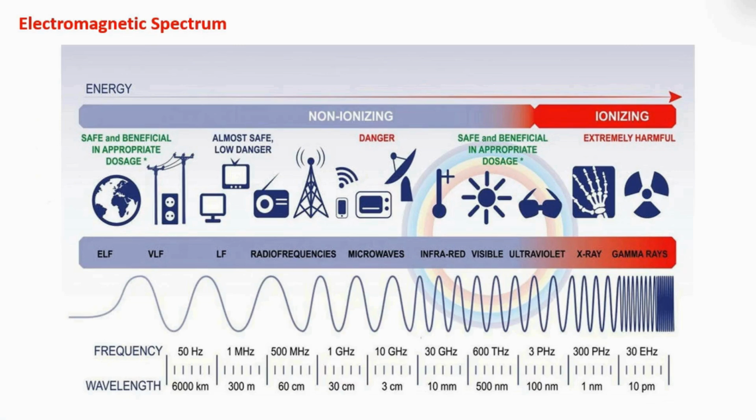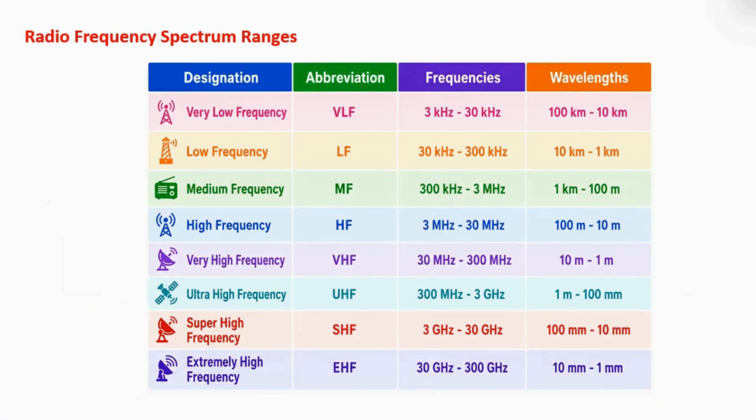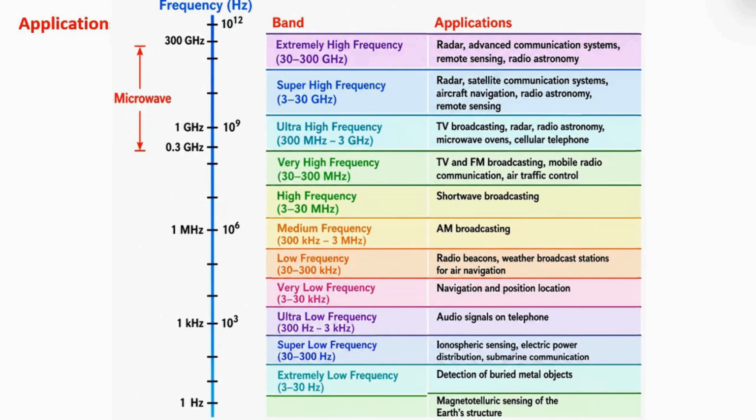The electromagnetic spectrum consists of a wide range of frequencies from radio waves to gamma rays. Antenna systems mainly operate within the radio and microwave ranges. Different RF bands are allocated for communication, broadcasting, navigation, radar, and satellite applications. Understanding these bands is important for antenna design. Wireless communication, broadcasting, radar, satellite systems, navigation, and IoT devices all rely on antennas and electromagnetic wave propagation.